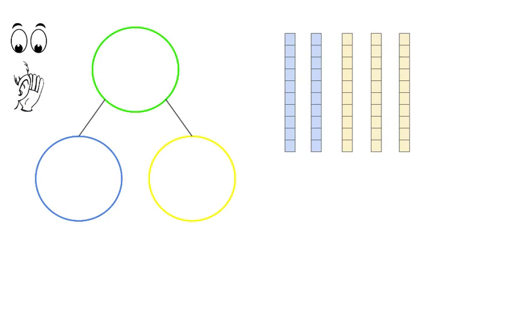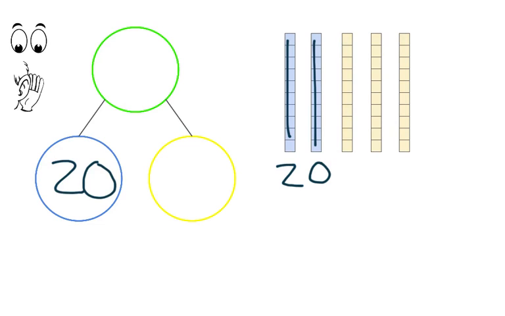All right, so we are going to work with some number bonds today. Do you see how I have some blue 10 sticks and some yellow 10 sticks? Those are our two parts. How many blue 10 sticks do I have? 2. So how many tens is that? 2 tens, because we have 1 ten, 2 tens. So that means this is 20. So we're going to write 20 in the blue part.